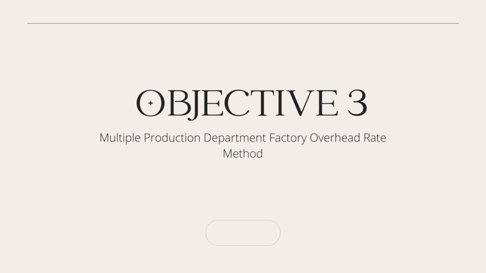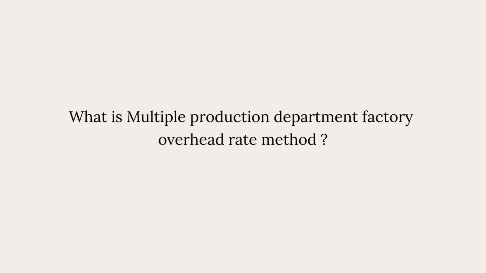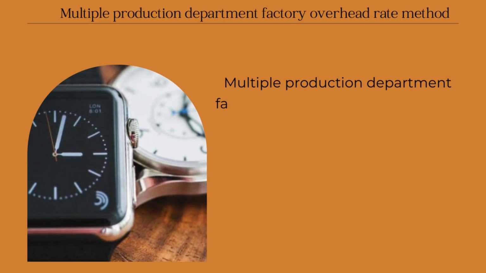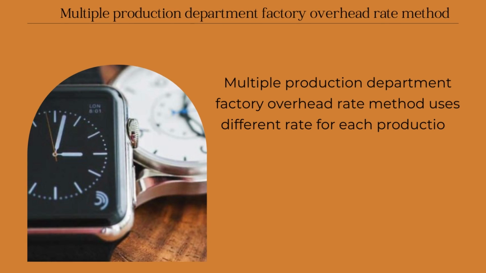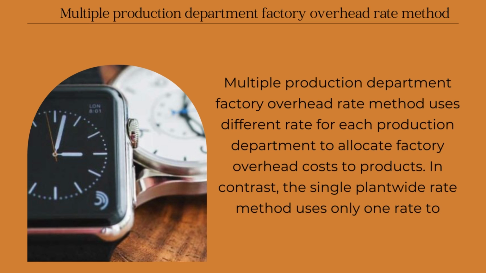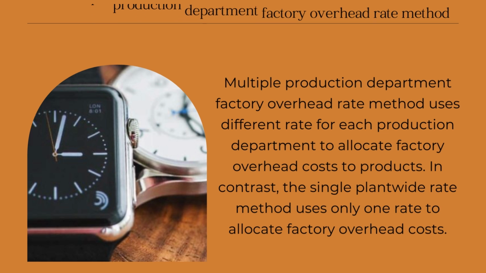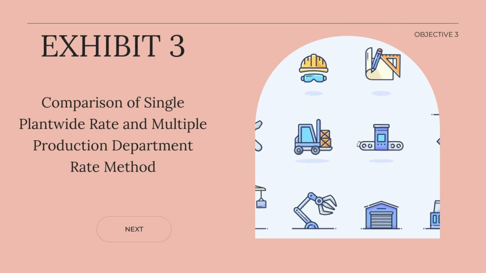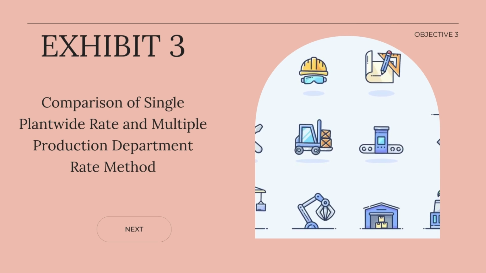Objective number 3, multiple production department factory overhead rate method. Before going beyond with this topic, let us first define what the multiple production department factory overhead rate method is. As per definition, the multiple production department factory overhead rate method uses a different rate for each production department to allocate factory overhead costs to products.